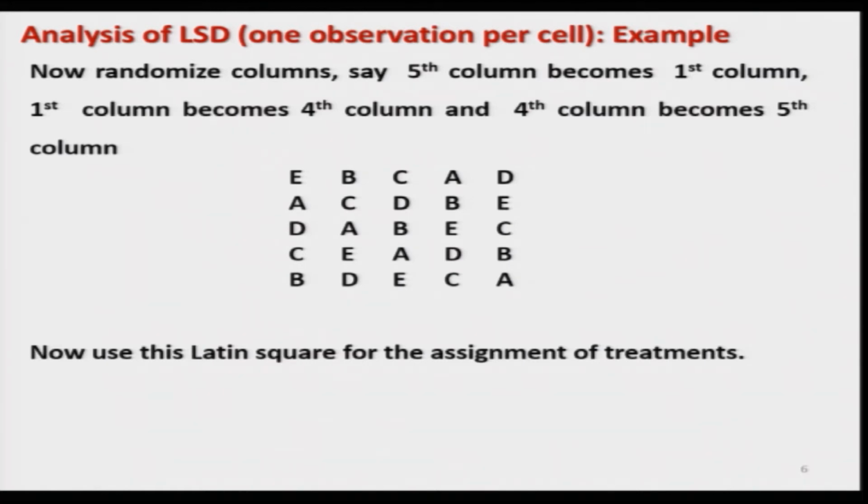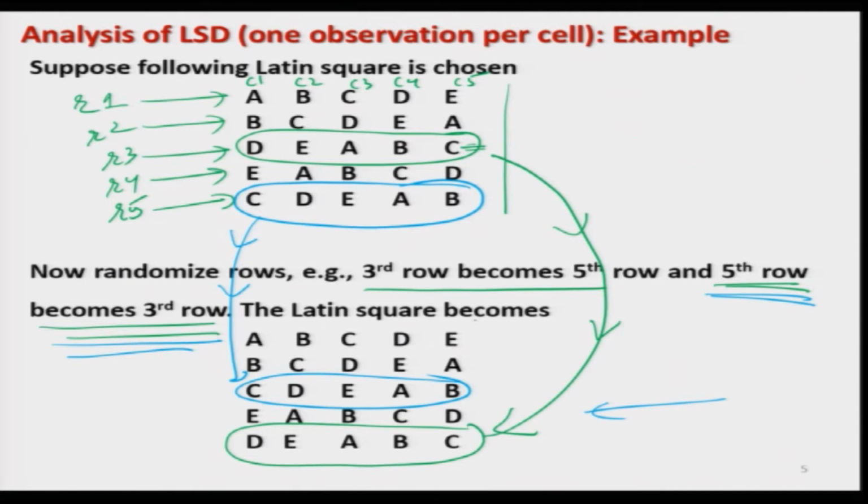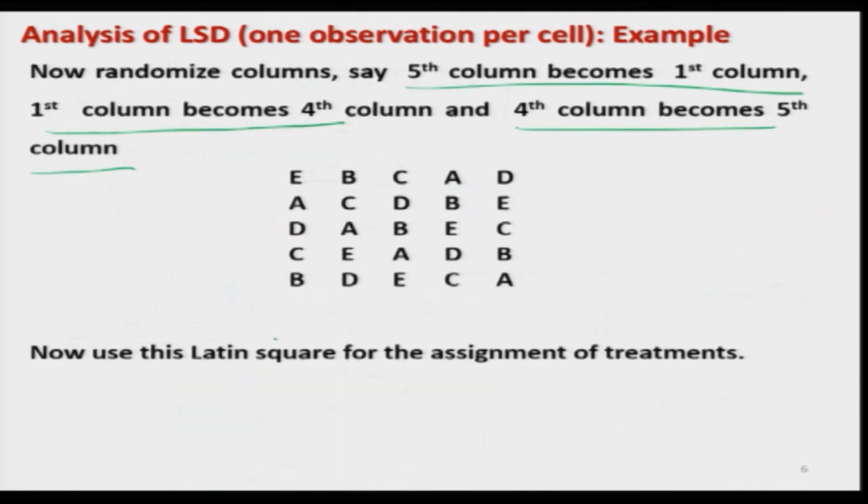Now, I can do a similar operation on the columns also. For example, I choose a random number from the random number table, and based on it we conclude that the fifth column becomes the first column, the first column becomes the fourth column, and the fourth column becomes the fifth column. If you do these operations on this Latin square, you will get this Latin square. That is a pretty simple thing. You just have to do some exercise and play it like a small game in which you are interchanging the alphabets.